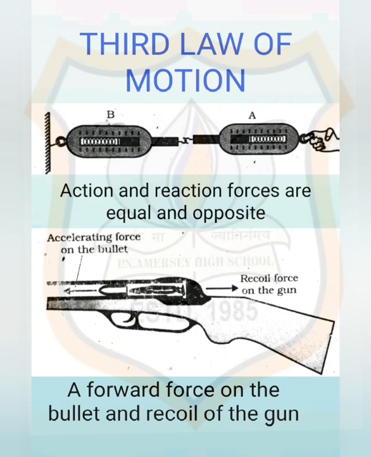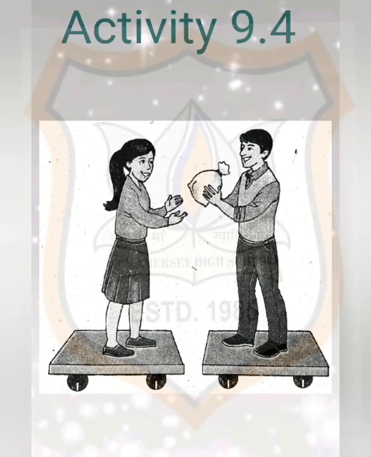The third law of motion can also be illustrated with one more example. When a sailor jumps out of a rowing boat, as the sailor jumps forward, the force on the boat moves it backwards.